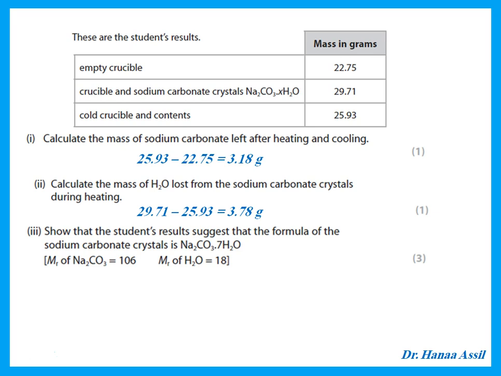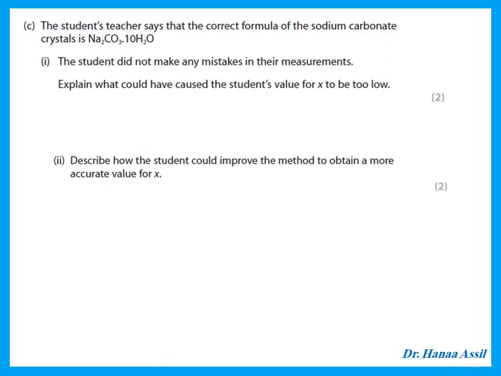And then he says, show that the student's results suggest that the formula of sodium carbonate crystals is sodium carbonate 7 water. That means he's trying to get X. And we said to get X, we do it as if we're doing empirical formula. Sodium carbonate, we said alone, it is 3.18. The water alone is 3.78. And then we do it as if we're calculating empirical formula. So the first thing we do is divide by the MR of each one. So I get these numbers. And then I divide by the smallest. And that comes out to be 1 to 7.